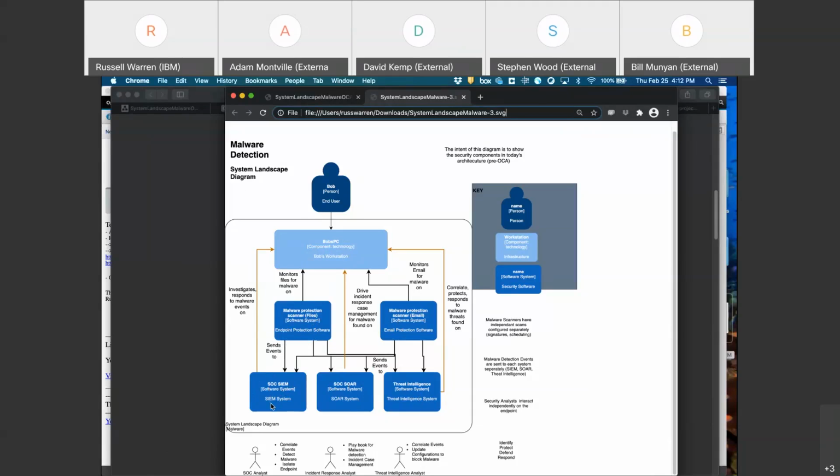So we kind of know this, and they do mention it in the use case. The SIM system got involved, the SOAR system got involved, and the threat intelligence was in the background, I think, doing something. So I put that here. You'll see the events feed in, going from the workstation through the monitoring programs up to the SIM. Okay, so far?